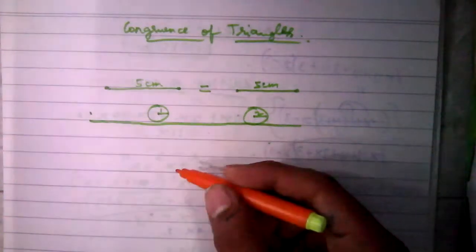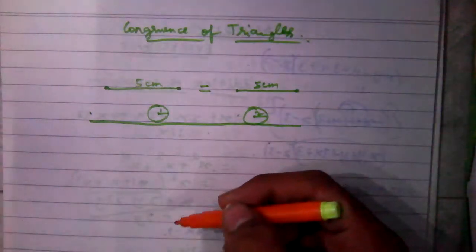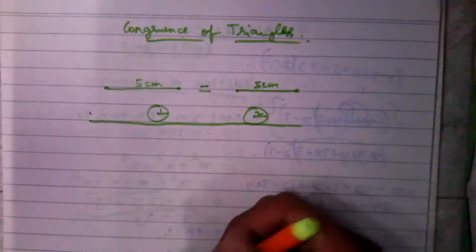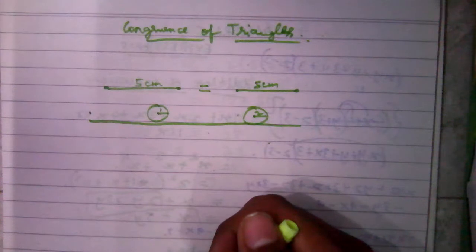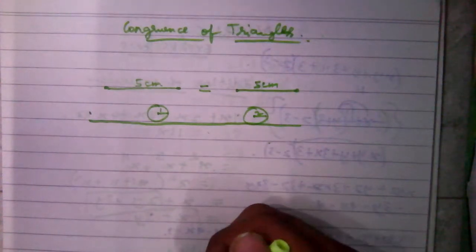Now let's come to congruency of triangles. Okay, I will change the color of my pen. So, congruence of triangles. Let's start with it. Two triangles are said to be congruent if every part, that is side, angle, median, altitude, etc., of one is congruent to every corresponding part of the other.